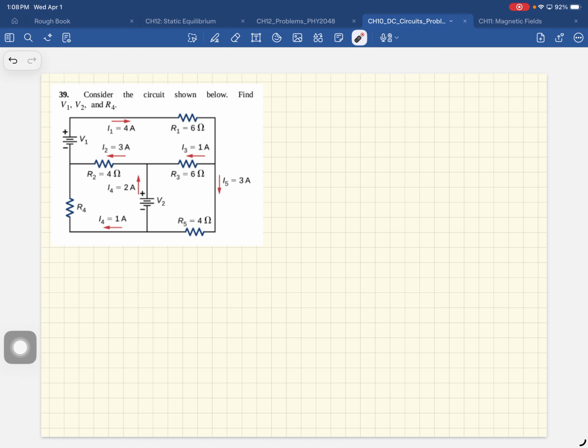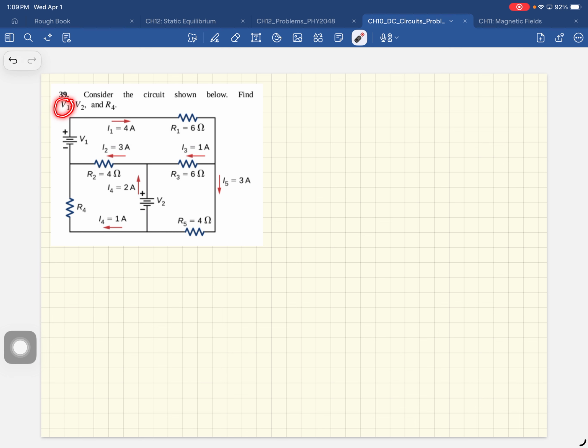All right, so now we'll do a little more complicated circuit. Again, solving the circuit means finding all the unknown currents and so on. They're asking you to find two voltages and one resistor, and they give you all the necessary information. This looks fairly complicated, but let's see. I'll point out some simplifications.